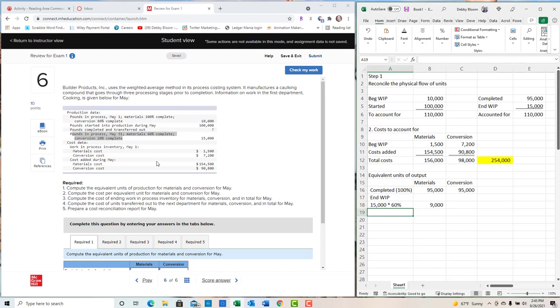Now in terms of conversion costs, we're told they're 20% complete. So I take the 15,000 units in the ending work in process, from step 1, where units completed are 95,000 and ending work in process is 15,000, but they're not full and complete units. I multiply the 15,000 by the 20% complete for conversion costs and put that in the conversion column.